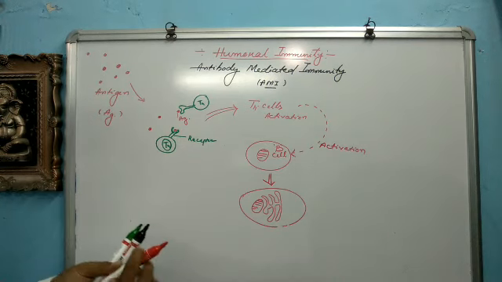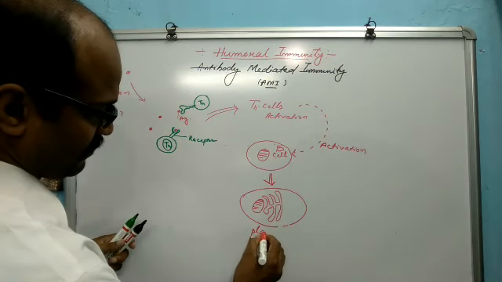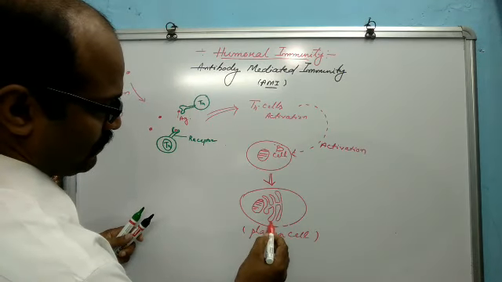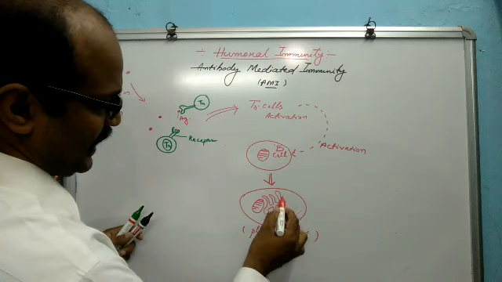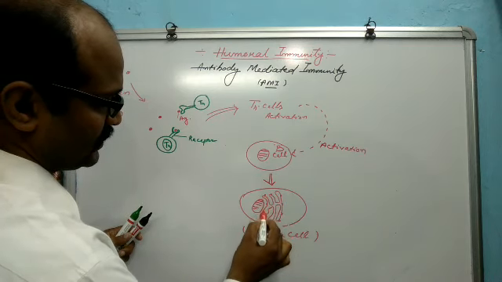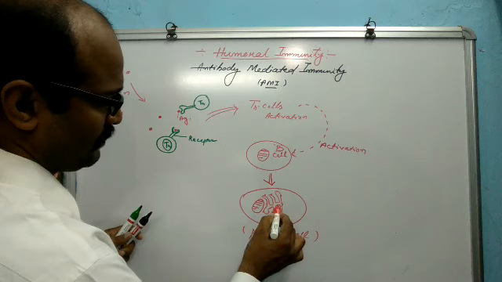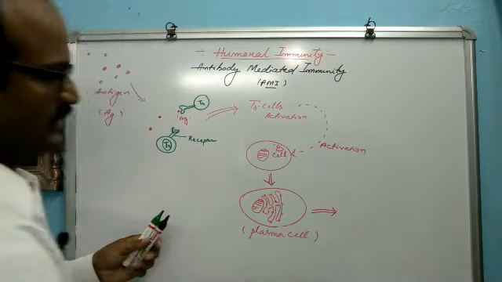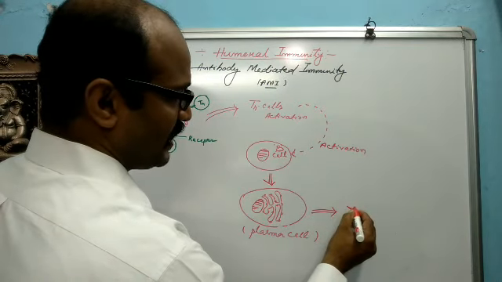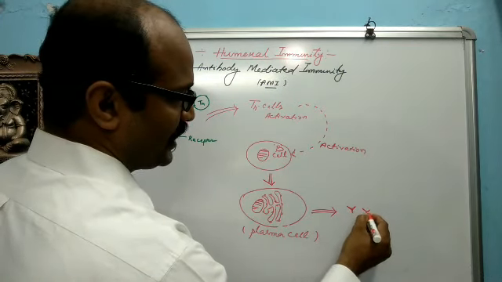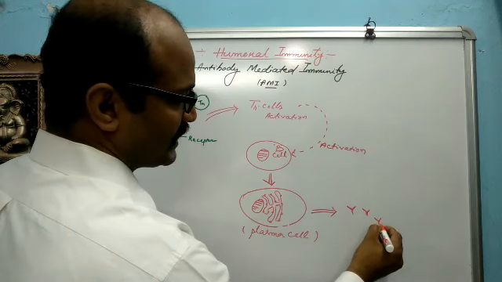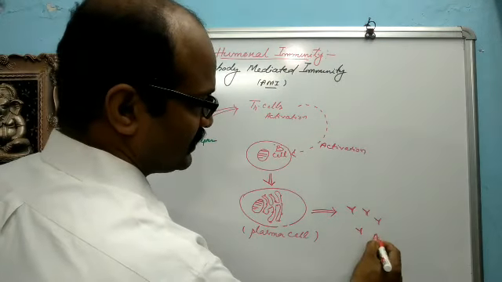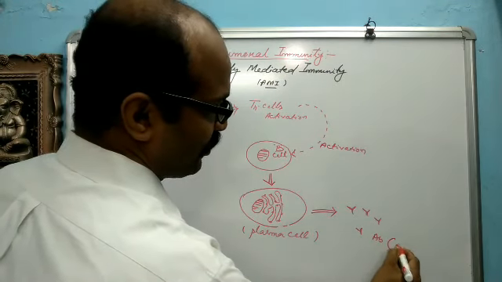Such plasma cells secrete antibody. These plasma cells have a large number of rough endoplasmic reticulum. Such plasma cells secrete antibody. These are the antibodies.